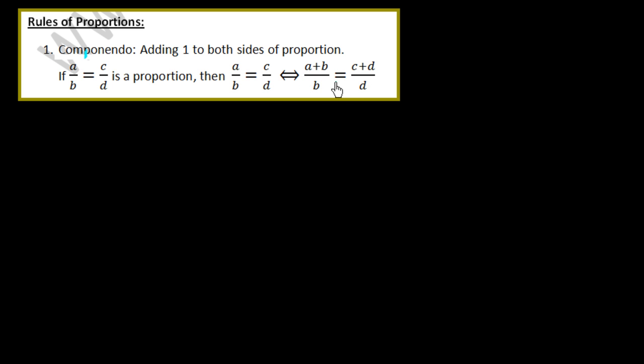So how we get this, I explain you. We have a proportion A over B is equal to C over D. Adding 1 to both the sides.